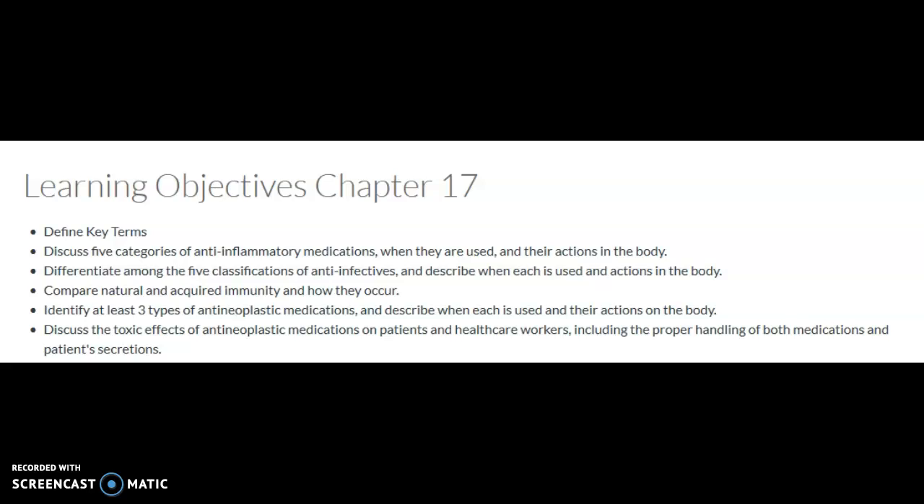So for Chapter 17, we were talking about the immunological system medications. The immune system functions to maintain health by blocking or fighting foreign invaders, and medications are used to support or inhibit the immune response depending on the patient's condition. When the immune system is overstimulated by conditions such as allergies or autoimmune disorders, anti-inflammatory medications are used to suppress the immune system.